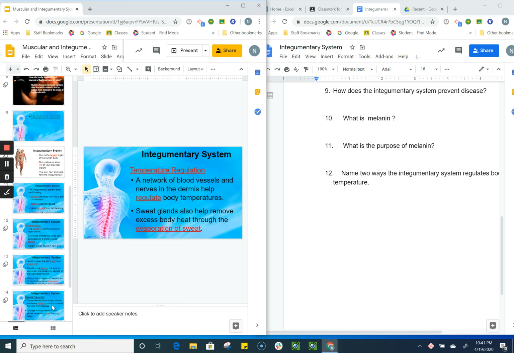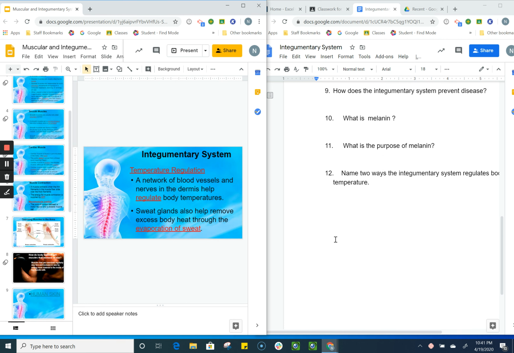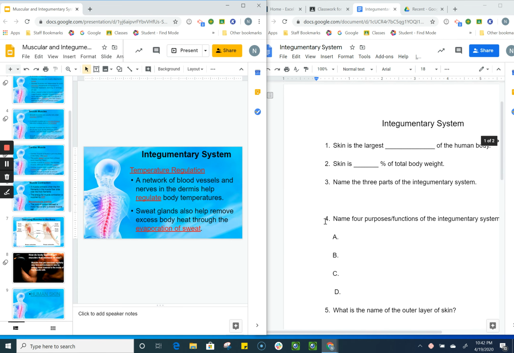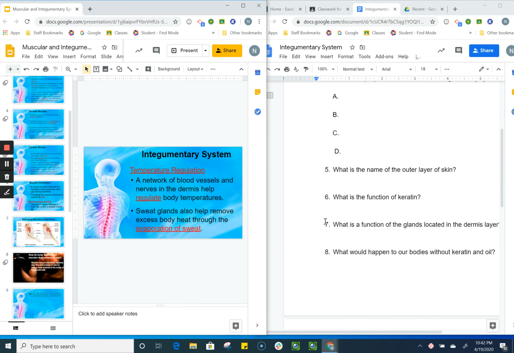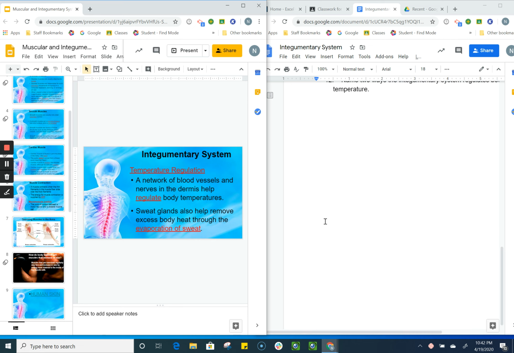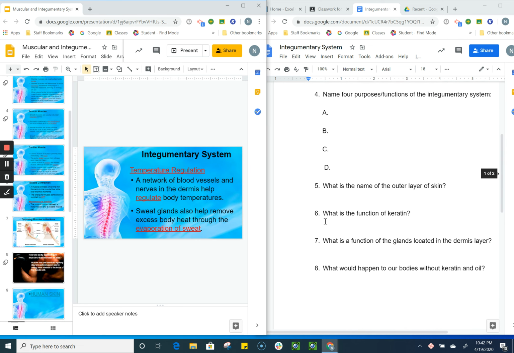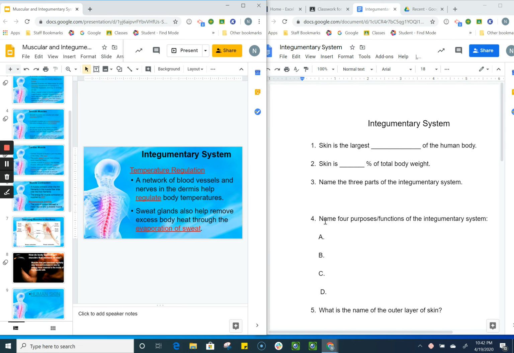Okay, so those are basically the answers to the 2 study guides that you've had. And what I want you to do today for class is go over this and study this, because you will have a test over these 2 handouts or study guides on Tuesday. And then we're going to go on to our next topic.